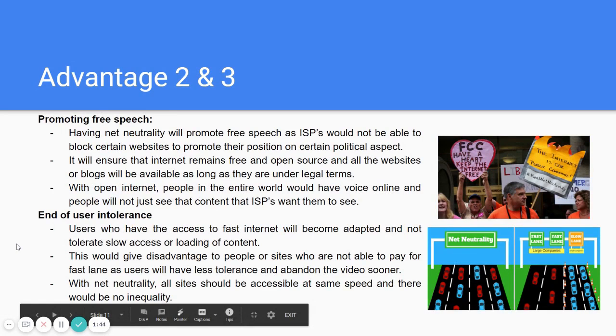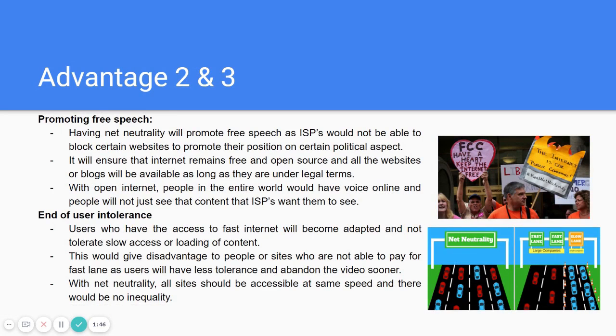Our second advantage is promoting free speech. Having net neutrality will promote free speech as internet service providers would not be able to block certain websites to promote their position on certain political aspects. It will ensure that the internet remains free and open source, and all the websites or blogs will be available as long as they are under legal terms.